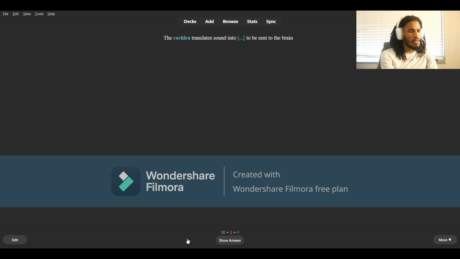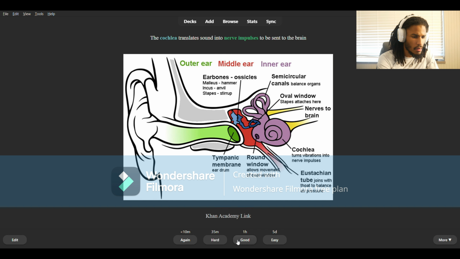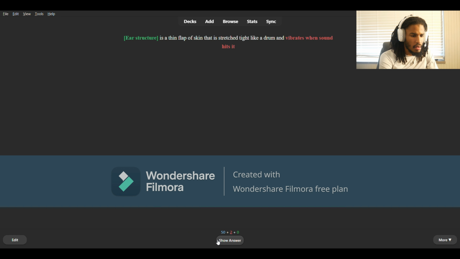The cochlea translates sound into blank to be sent to the brain. Sound into what? Sound into nerve impulses to be sent into the brain. Cochlea is right there, like this snail-looking thing that turns vibration into impulses. Okay, ear bones, semicircular canals. Okay, go hard on that one.